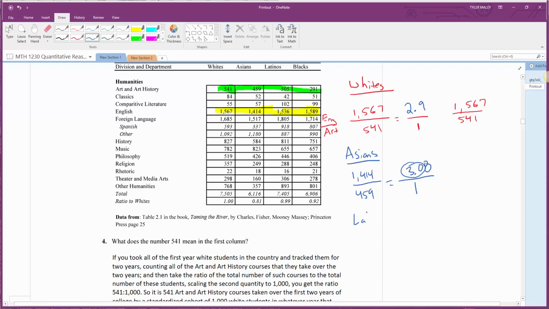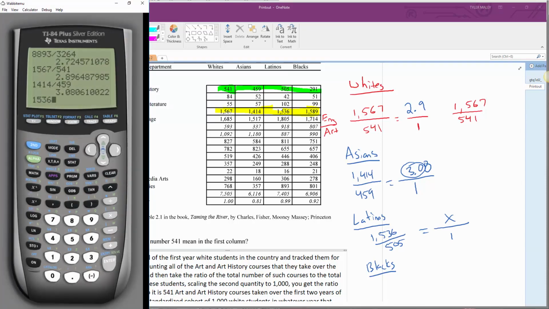Right? So next we would do Latinos and then blacks. So for Latinos, we would do 1,536 over 505 equals blank over 1, right? We're trying to solve for x, for this unknown. So I cross multiply. So remember, the shortcut is we multiply the 2 numbers across, divide by the 1 that's across from the variable, right? So I'd end up just taking 1,536 and dividing it by 505. Right, so we get 3.04.